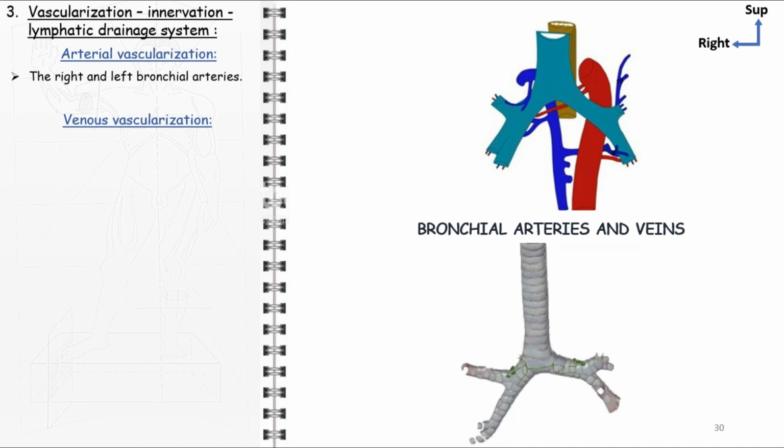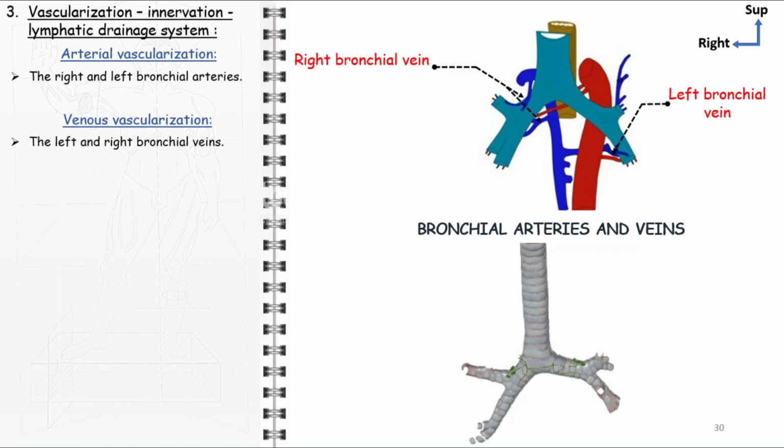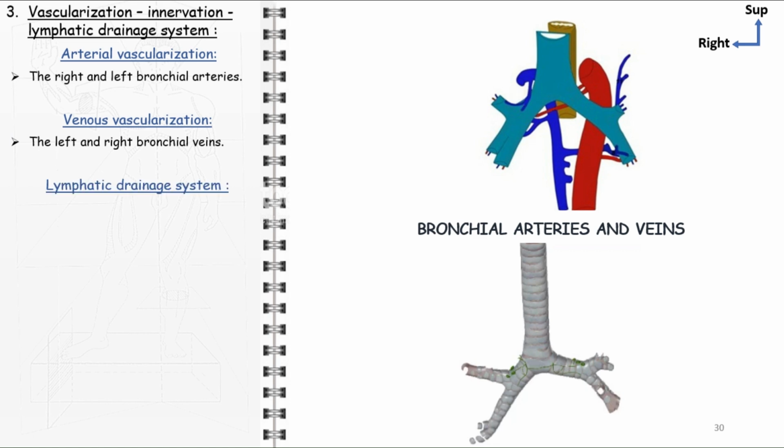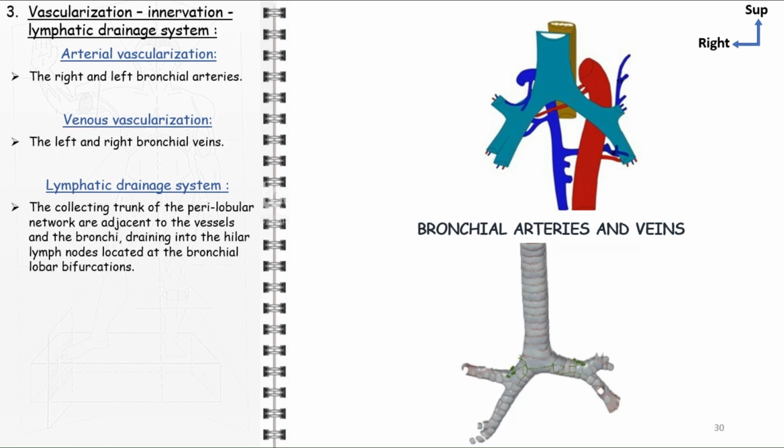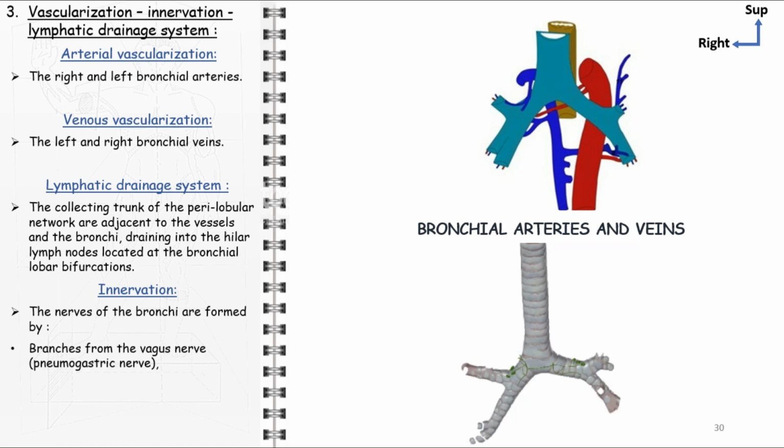Concerning the venous vascularization, the right and left bronchial veins are anterior and posterior, draining into the pulmonary veins and the azygous veins. For the lymphatic drainage, the collecting trunks of the perilobular network are adjacent to the vessels and bronchi, draining into the hilar lymph nodes located at the bronchial lobar bifurcations. And when it comes to the innervation of the bronchi, the nerves of the bronchi are formed by branches of the vagus nerve and the sympathetic nervous system, particularly the cardiac plexus.